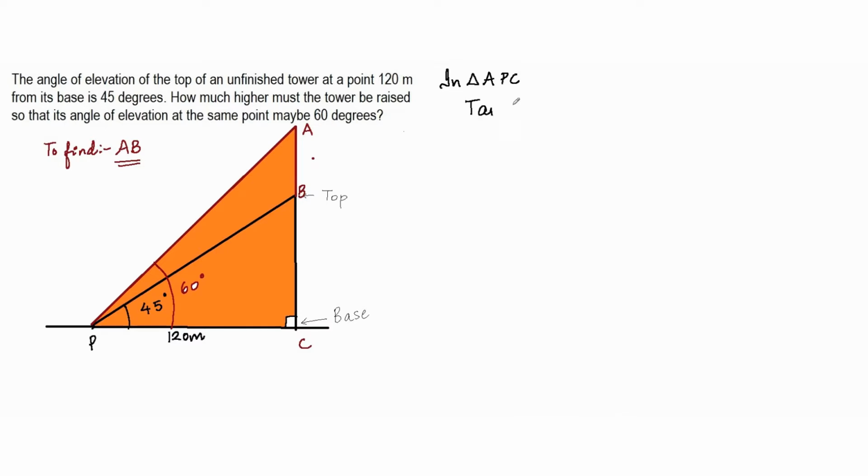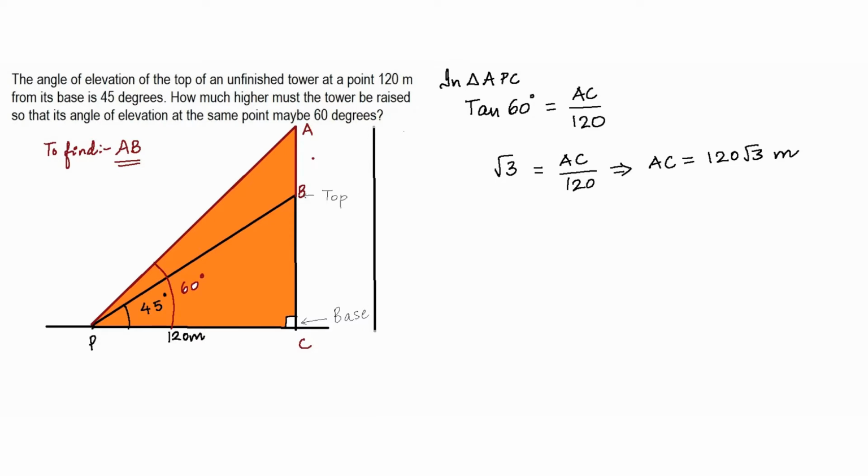So I can say tan 60 is going to be the opposite side, the opposite side is AC, divided by the adjacent side, PC, which is 120. I know that the value of tan 60 is root 3. So root 3 is going to be AC upon 120. And on cross multiplication, I therefore get AC is equal to 120 root 3 meters. Right? So I know that this complete length is therefore 120 meters.